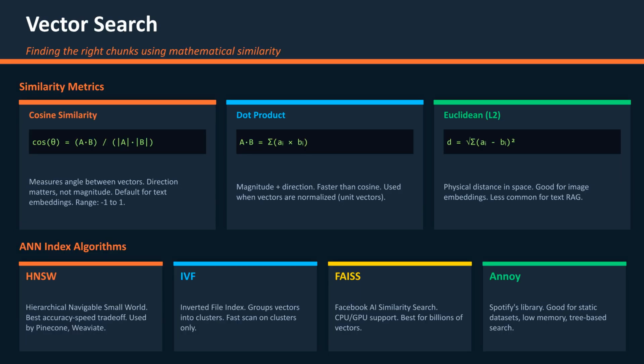Vector search finds similar chunks using mathematical similarity metrics. Cosine similarity is the default for text embeddings, measuring the angle between vectors. Dot product is faster when vectors are normalized. Approximate nearest neighbor algorithms like HNSW, IVF, FAISS, and ANNOY enable fast search across massive datasets.